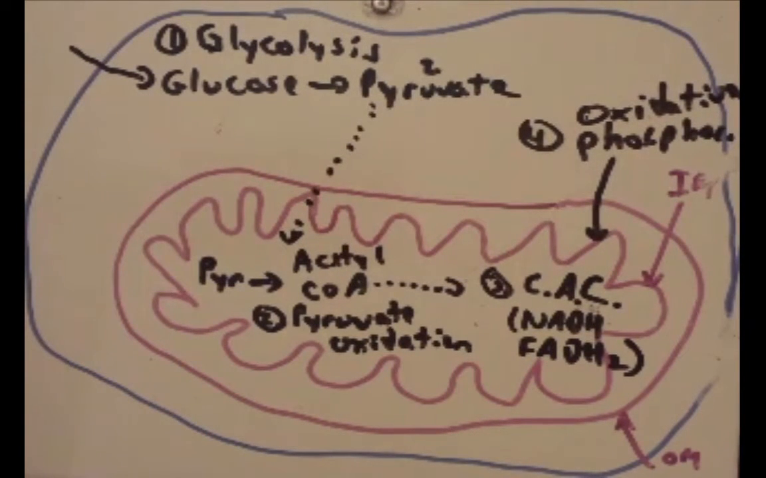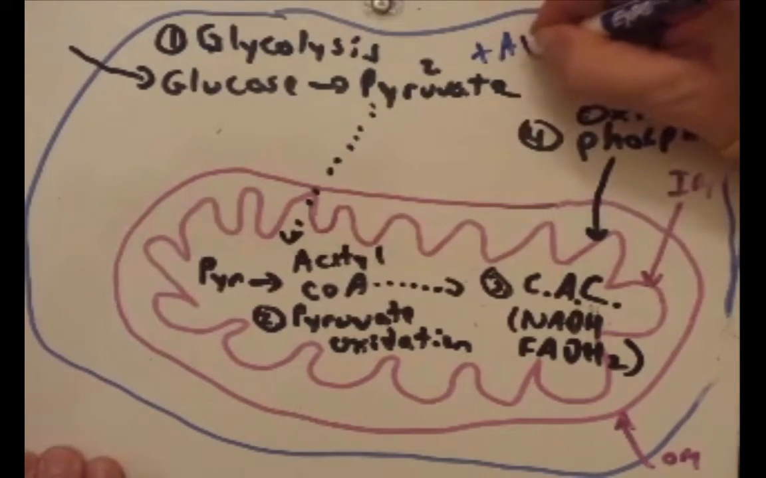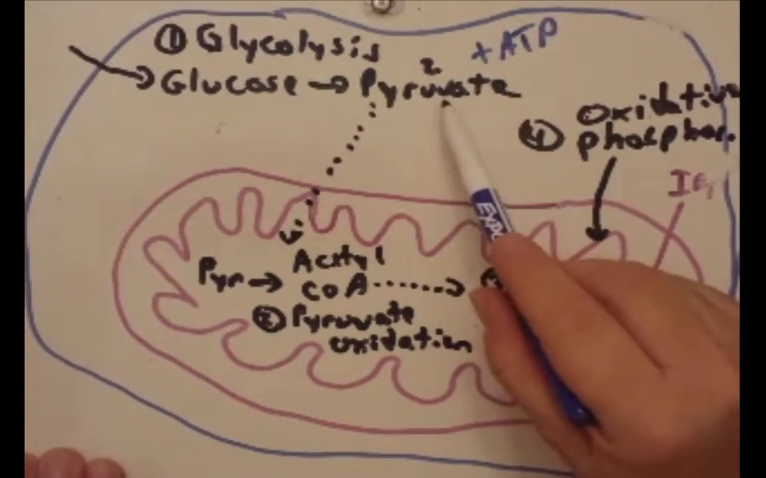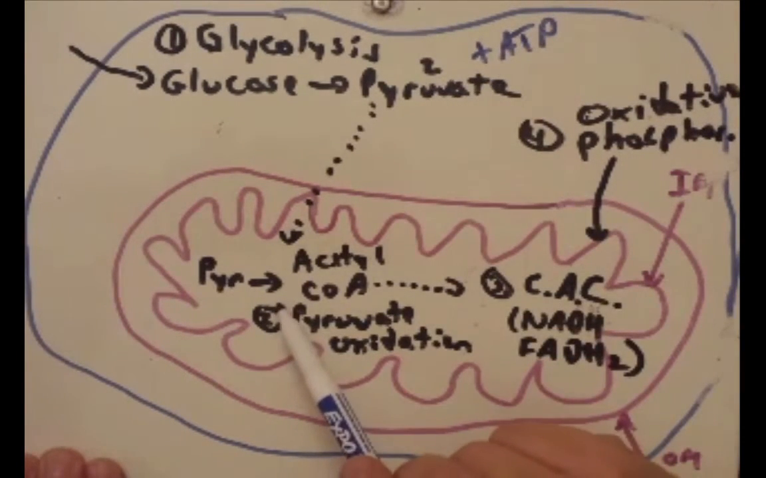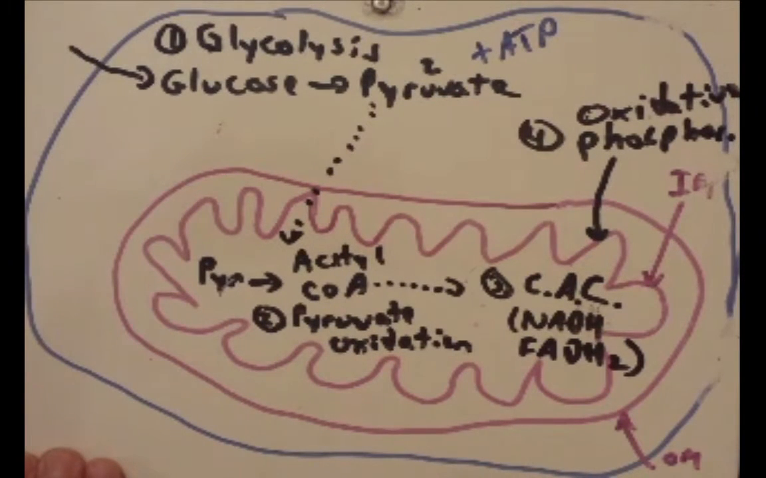So I'm going to go over this again, and I'm going to add a couple more things to it as we go over it. So the first stage is glycolysis. It takes glucose into pyruvate. I didn't mention it before, but it also makes some ATP. Not a lot, but it does make some. This pyruvate is now taken into the mitochondria, into the matrix of the mitochondria, where it is converted into acetyl coenzyme A, acetyl-CoA. And we call this stage pyruvate oxidation.